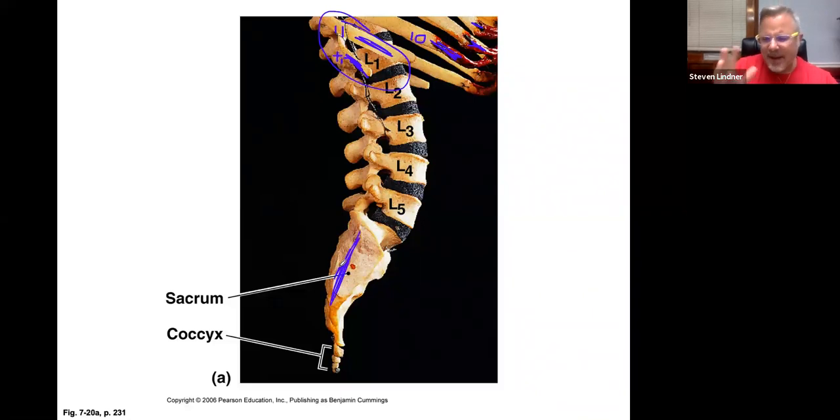The sacrum is about 5 fused segments that come together. And then the coccyx is around 3 to 5 fused segments that come together.